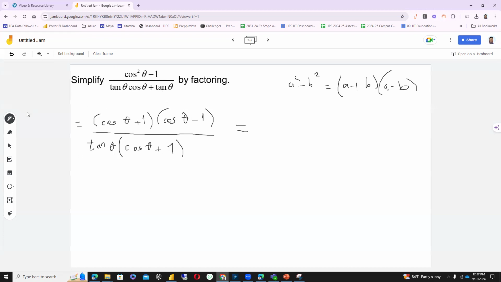Now, if I have the same factor at the top and bottom, I get to cancel them. So I'm going to cancel cos theta plus 1 by cos theta plus 1. So the numerator just becomes cosine of theta minus 1. And then the denominator is just tangent of theta.